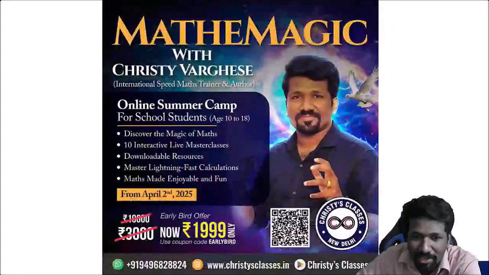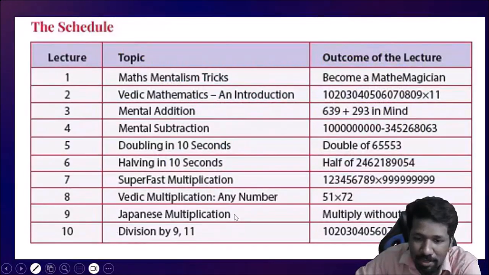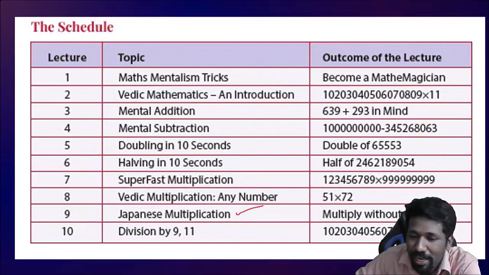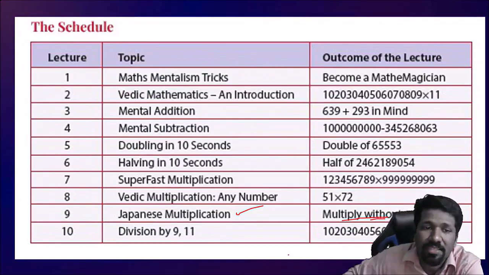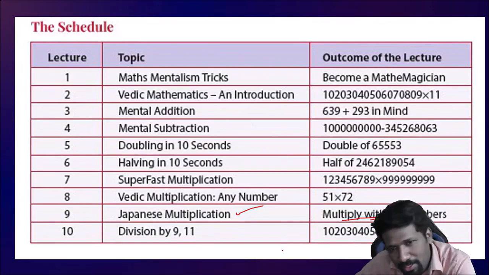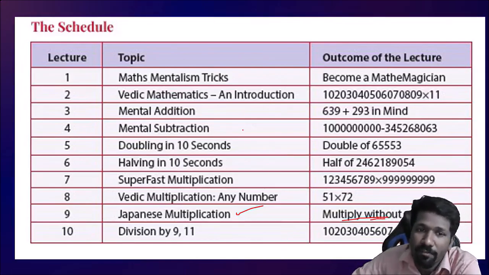That is another topic of this course. We will be having that lecture. Japanese multiplication. Just by using lines, they can multiply numbers and do other arithmetic. So around the world, there are different systems of mathematics which make math simple. So in this course, I will be introducing you to many such systems. One of the wonderful systems among them is Vedic mathematics.